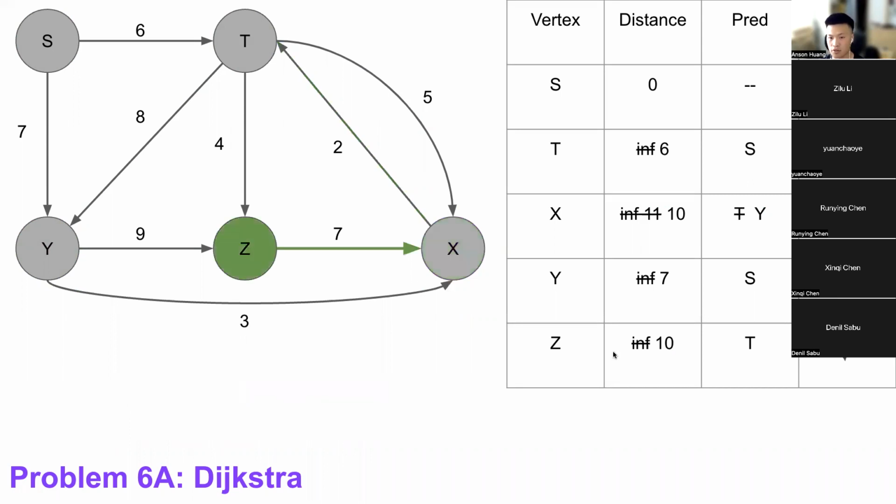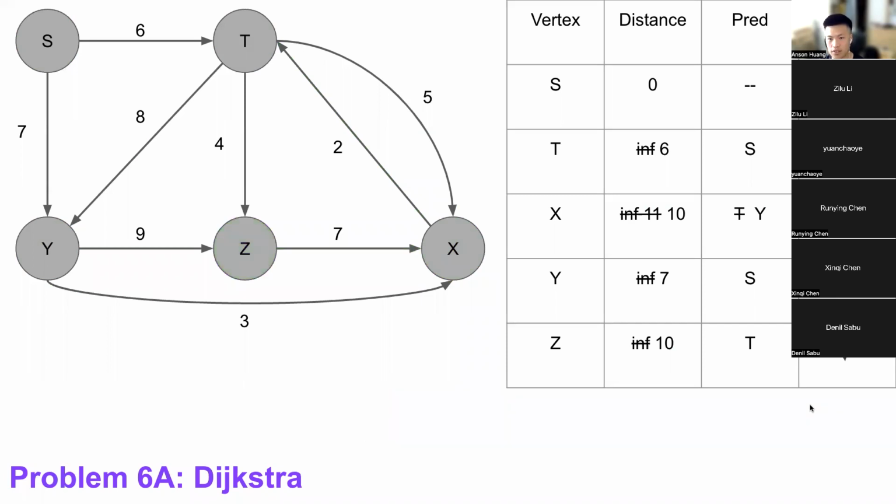Next up, let's explore z. There's only one more vertex to explore. Z has one edge to x. It has a cost of 7. So let's add 10 plus 7. It's 17. And 17 is greater than x. So again, we already have the shortest path, so nothing happens here either.